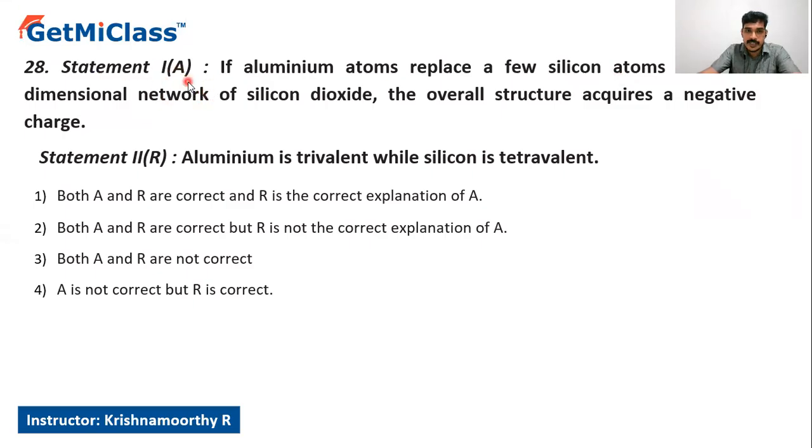Statement first, which means the assertion: if an aluminium atom replaces a few silicon atoms in the three-dimensional network of silicon dioxide, the overall structure acquires a negative charge. This is correct, actually.